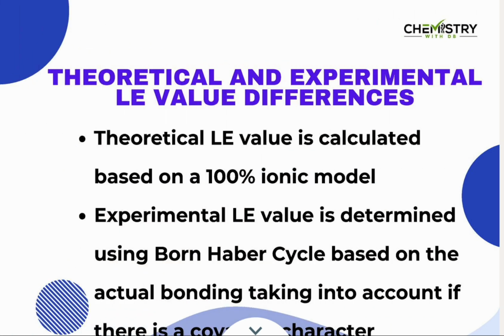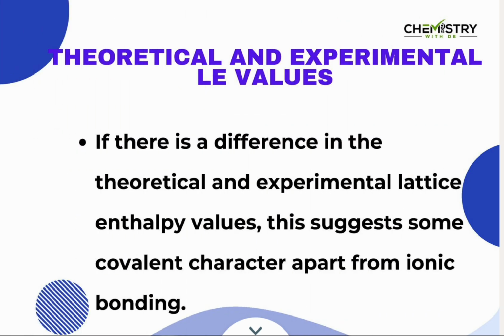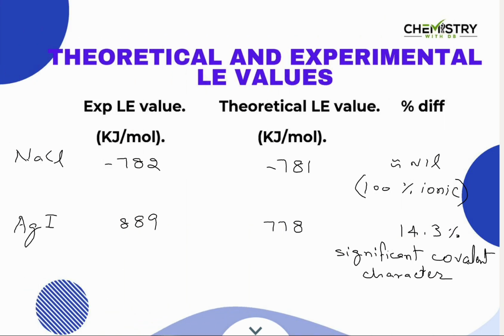Now the theoretical and experimental lattice enthalpy differences indicate whether a particular ionic compound has a perfect ionic model or whether there is some covalent character. We have to look at the theoretical and experimental lattice enthalpy values and understand that if there is a difference in the two values, that means there is some covalent character or there is some polarization.